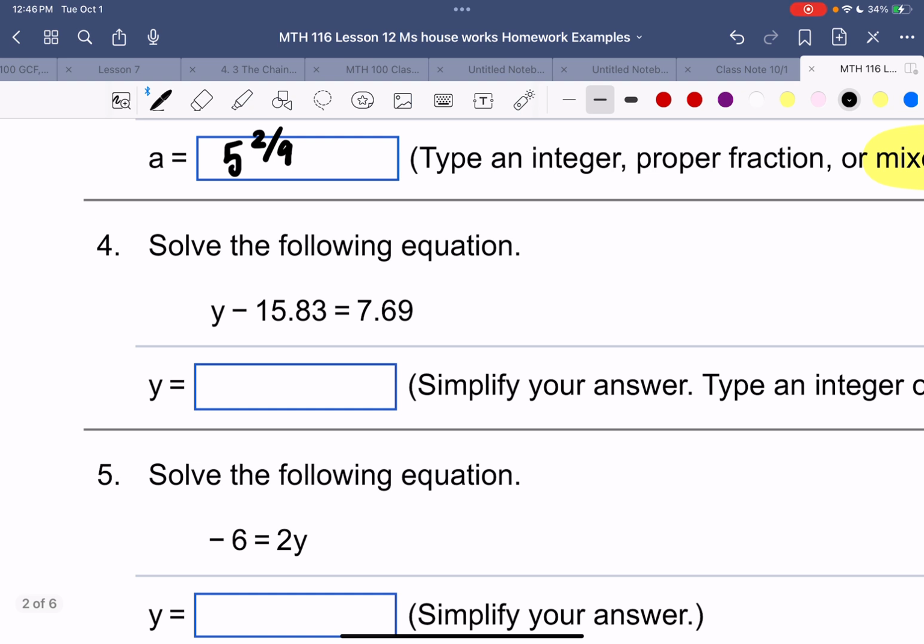Example 4, I have a decimal. I'm still going to follow the same process. I want y to be isolated. It's a 1 in front of that y. All I have to do is add 15.83 to both sides.